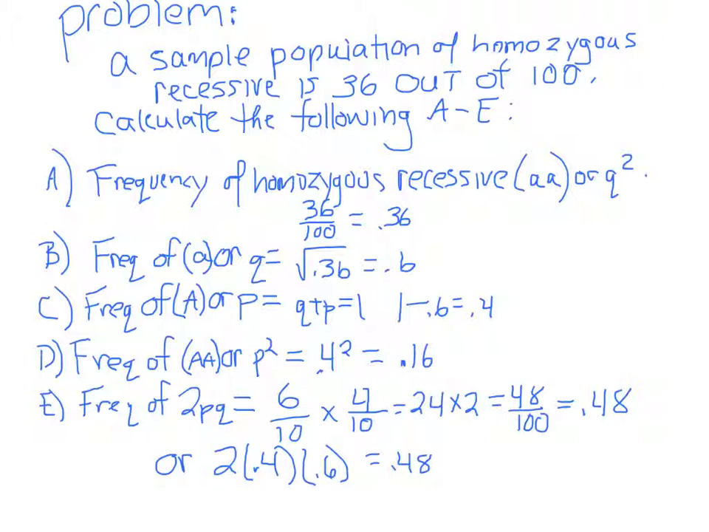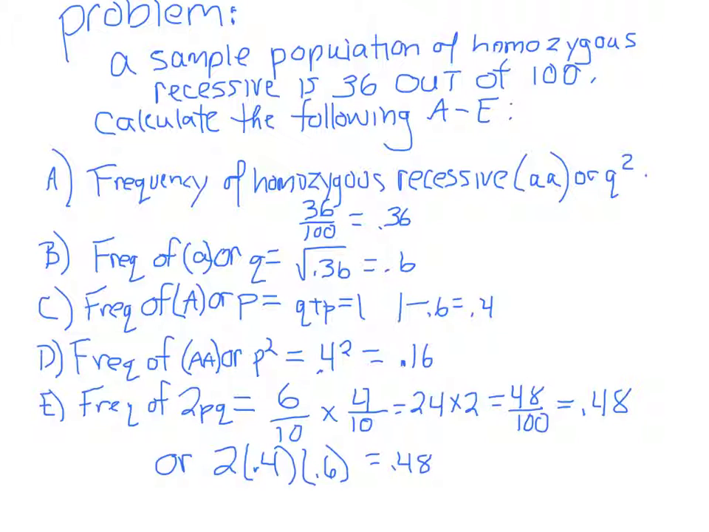And then on E, they're asking for the frequency of our heterozygous, which is 2pq. And remember, we multiply the pq by 2 because we could get p then q, or we could get q then p, and that's why we use a multiplier of 2. So we extract from B and C 0.6 and 0.4. So we're going to take 6/10 times 4/10, and we get 24. Now we have to multiply that by 2 to get 48/100ths, which would give us a decimal of 0.48.